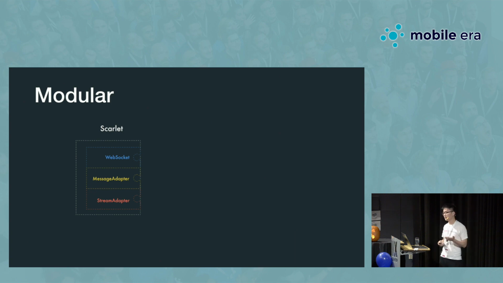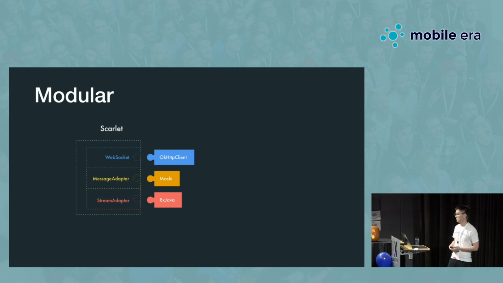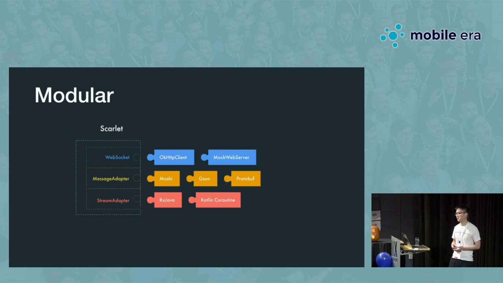What's the most popular WebSocket library on Android? Does anyone know? Yeah, I think it's OkHttp. And for parsing JSON, I prefer using Moshi. And I would like to use RxJava to handle messages asynchronously. We made a plugin for each of these libraries, and we made a few more. Because Scarlet is modular, no matter which library you prefer, you can use it with Scarlet.